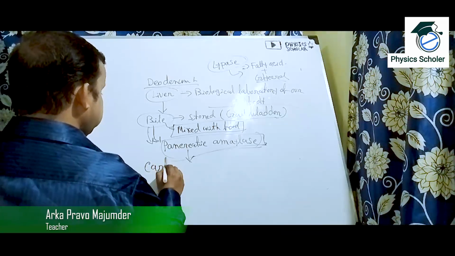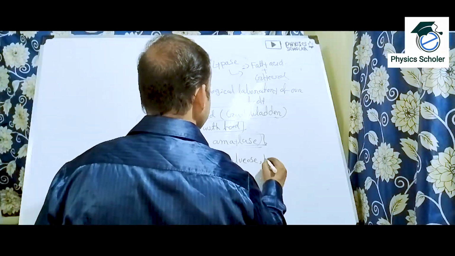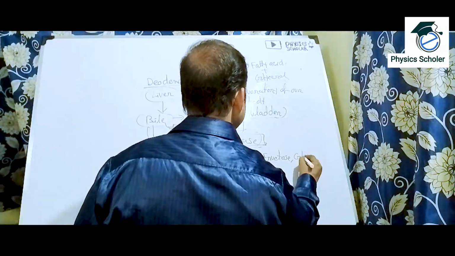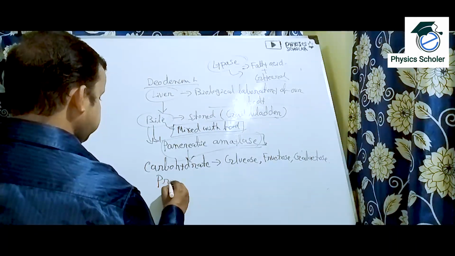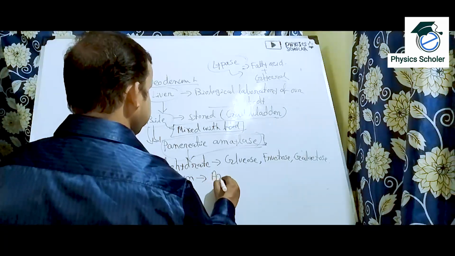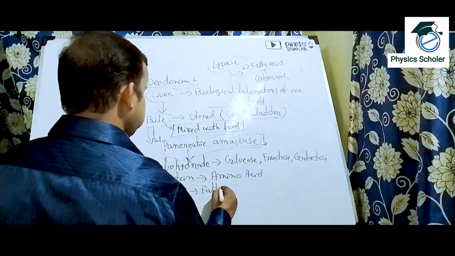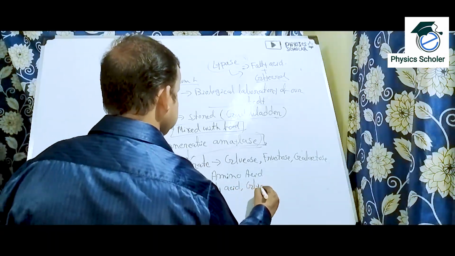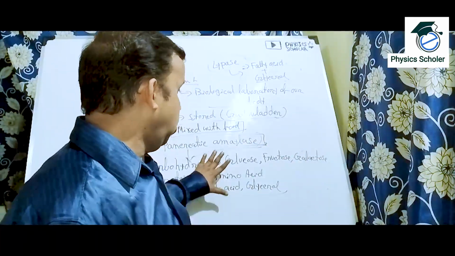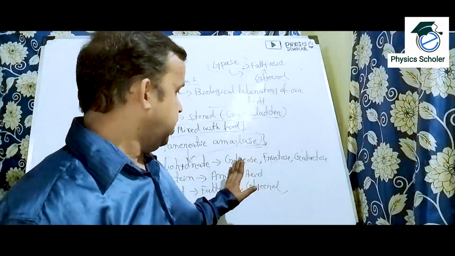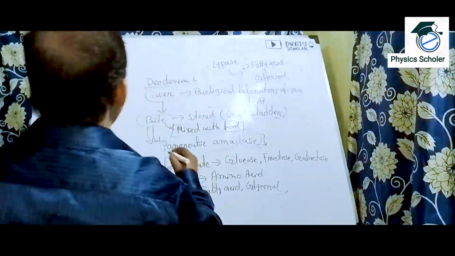So after complete digestion, what will happen? The carbohydrate will become glucose or fructose or galactose, the protein will become amino acid, and fat will become fatty acid and glycerol. So these are the simple absorbable forms of food from the complex forms of food. After digestion, these will be produced. Clear?